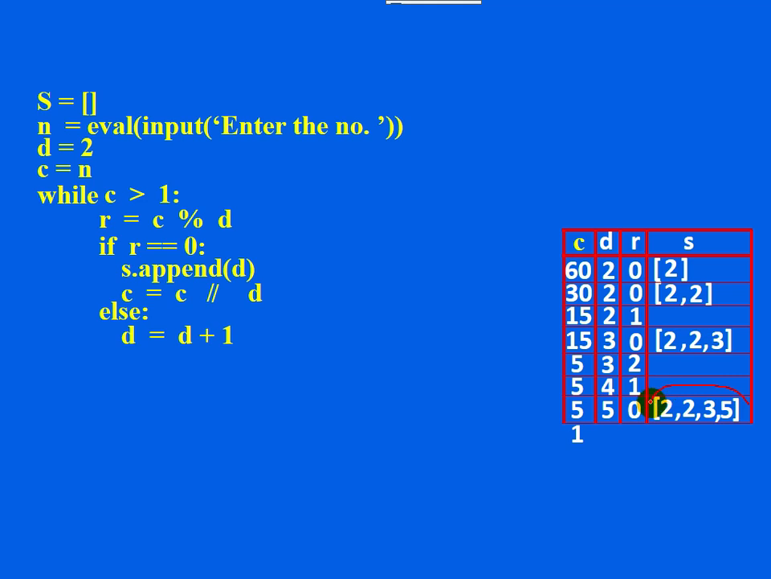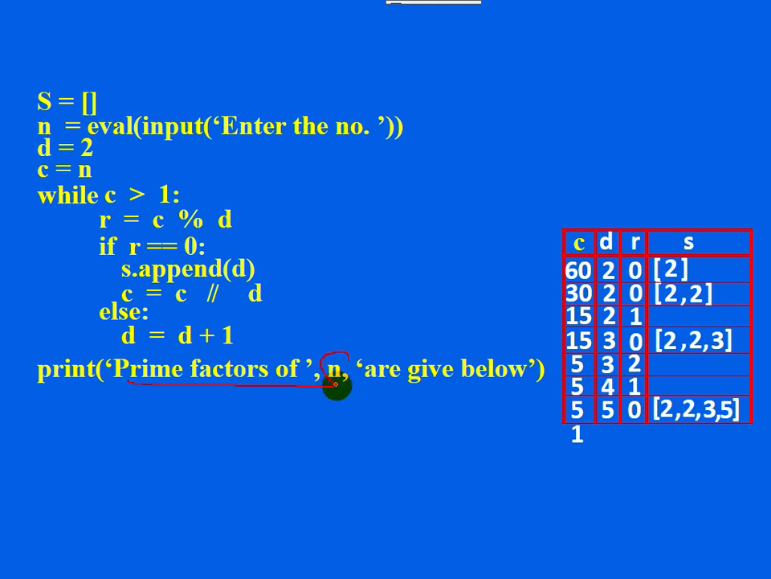Now display the prime factors from stack or display stack. How do you get elements one by one from stack? You can write a message, prime factors of n are. N will contain the original number. Now display stack s. How do you get elements one by one? For i in s, print i.